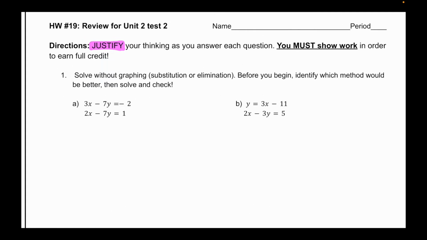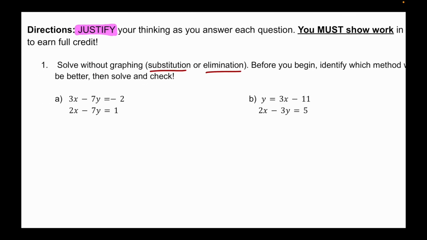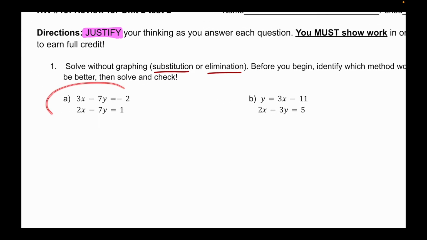So for number one here, we have parts A and B, and we are going to solve without graphing, meaning we're going to use substitution or elimination, and then identify which method would be better first, then solve and check. So already I can kind of tell you which ones of these would be better for substitution or elimination. If you look at this one here on the left, you'll see that everything is aligned. I have my x terms, addition or multiplication, my y terms, the equal sign, and then constants.